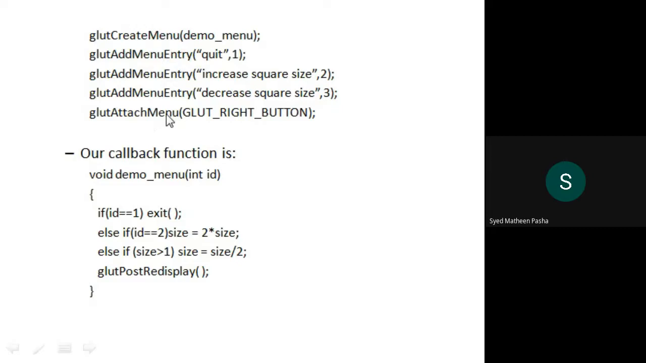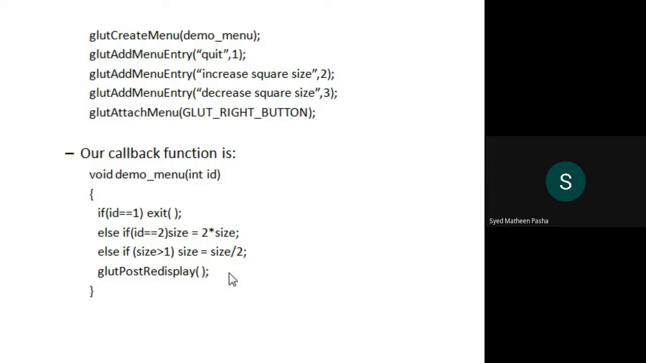What happens with glutAttachMenu? Check out the parameter given: right button. Whenever the right button of the mouse is clicked on the output screen, these three options should be listed there. I have given IDs to them as 1, 2, and 3. When the option quit is pressed, what happens if ID is equal to 1? It will exit from the output screen. If ID is equal to 2, the size should be increased. Here, the size is increased by 2 times. And if ID is equal to 3, that is decrease the size, where the size is greater than 1, you should decrease the size by dividing it by 2.